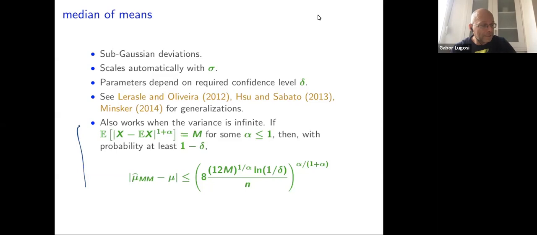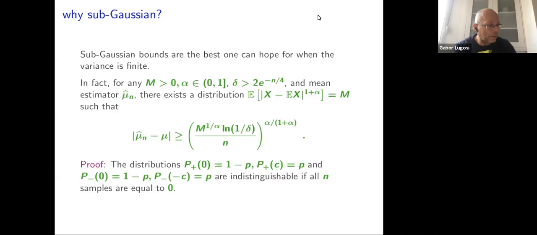Moreover, this is the best one can actually do. In fact, you can show that this bound is minimax optimal, in the sense that for any m, for any alpha, and for any delta, even exponentially small deltas, one can easily construct a distribution whose 1 plus alpha moment equals m, and such that any estimator will have an error bounded below by exactly the form that we saw in the previous slide. And the proof of this is trivial.